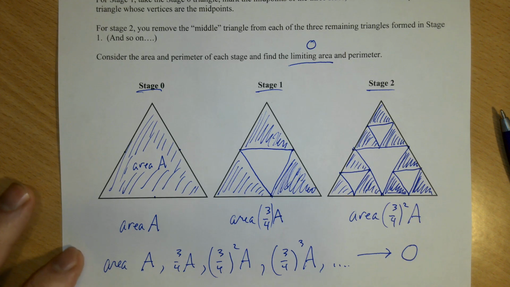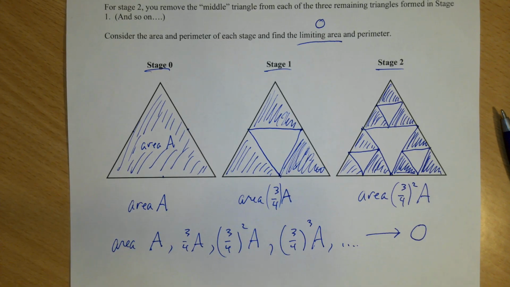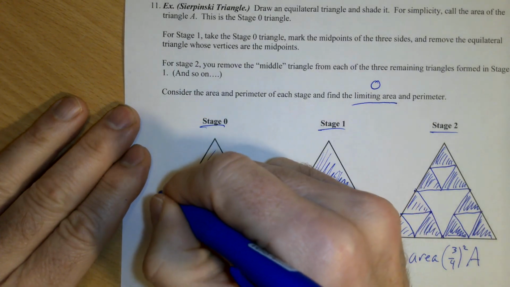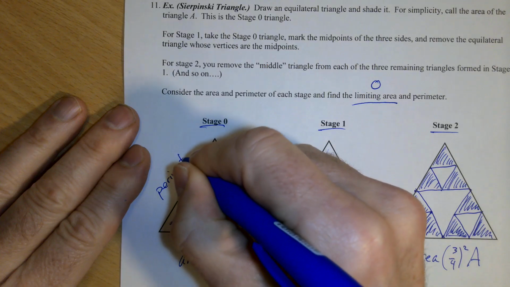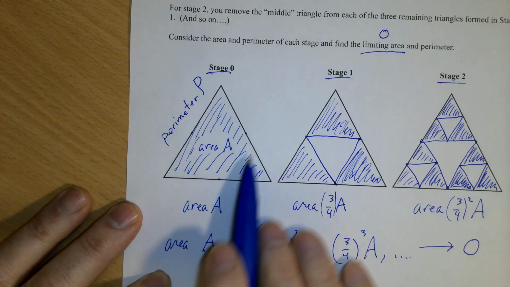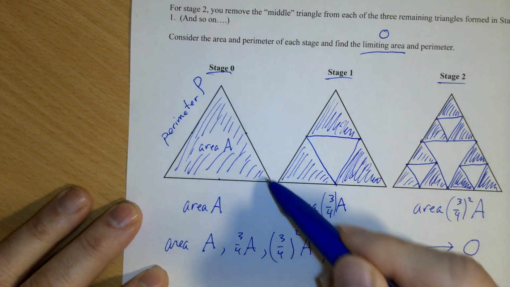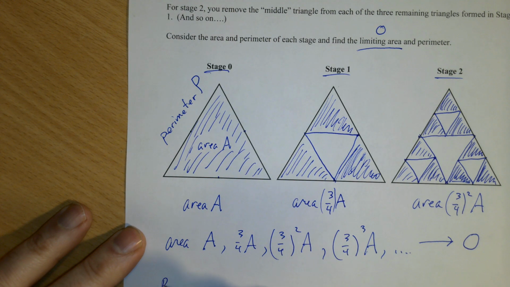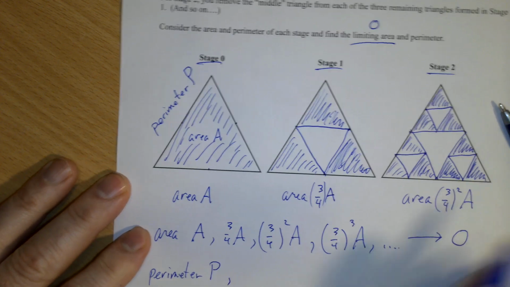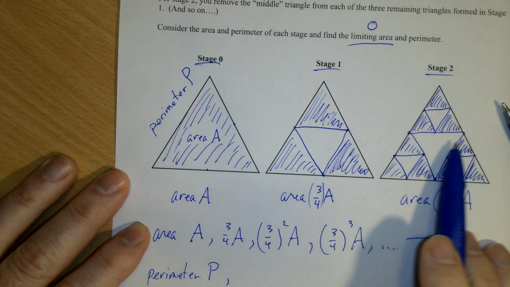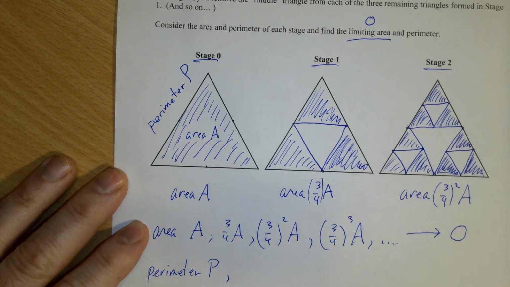Now let's take a look at the perimeters. Let's just say that stage 0 has perimeter P. I was considering saying 3S, where S was the length of the side, but let's just say the whole perimeter around the edges is just perimeter P. Now, I want you to tell me what's the perimeter here, what's the perimeter here, and in general, how does it proceed? What would the perimeter of stage 3 be, and so on.